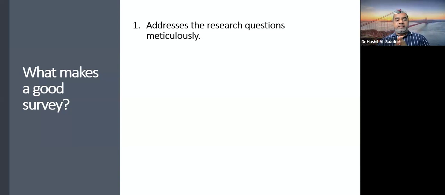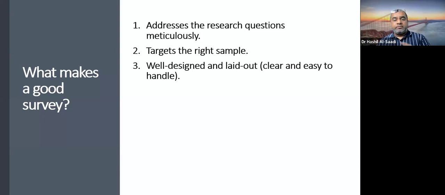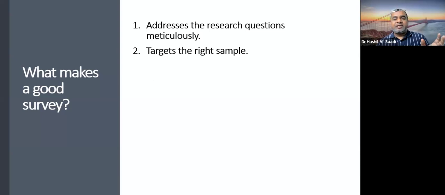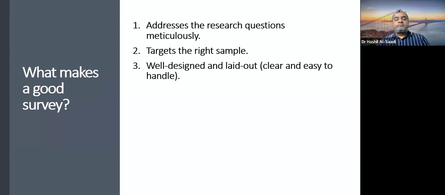First of all, the good survey addresses the research questions meticulously. It's very important, carefully. It has to address the research questions. Okay, it has to target the right sample, the right people. Okay, don't send it like in a WhatsApp group and get everyone to respond to it. And that's one of the problems we're having with quantitative research, as we're gonna see in a minute. Of course, you can control this by sending it to the right people.